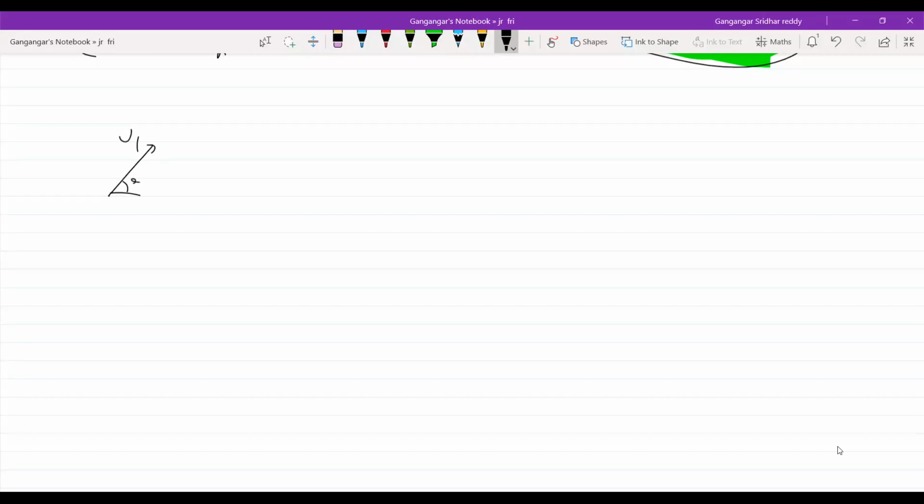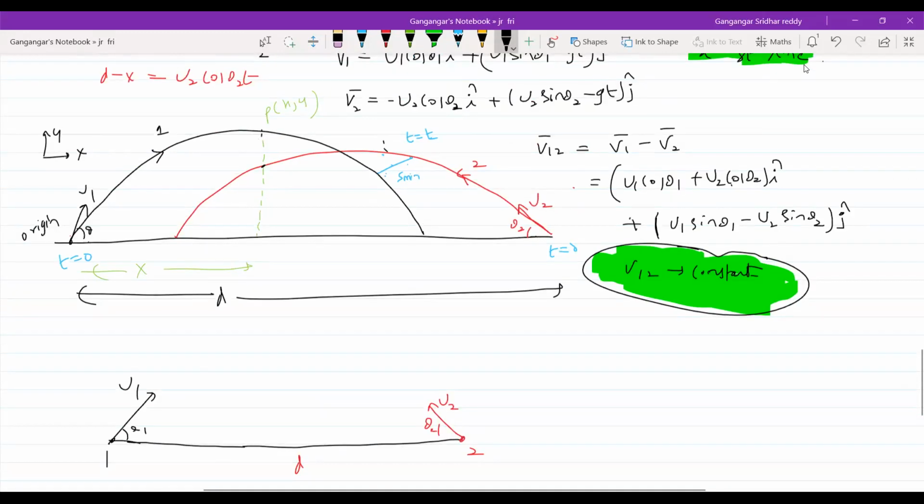This is u1, theta 1. This is u2, theta 2. No, u12 vector you already know. So shall we take help of this one? I'll make the particle 1 move with a velocity u12. Then 2 will appear at rest. So let's go back to the base again, what we calculated, very important one. Okay, I think this is going to help us a lot.